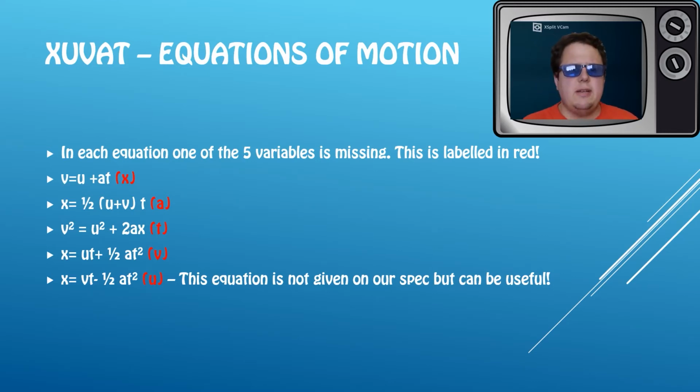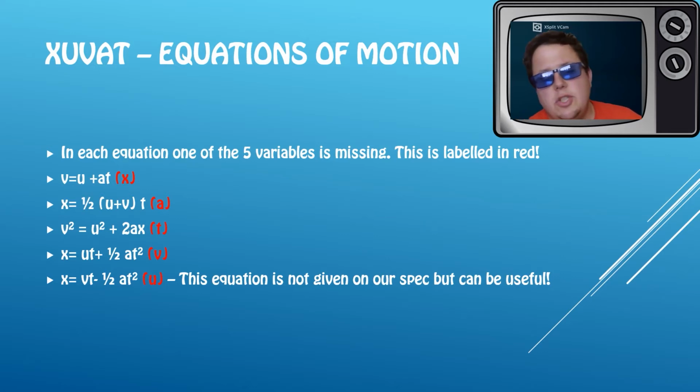V squared equals u squared plus 2ax. Here we haven't got time. This equation is quite useful. Those of you who are quite math savvy will realise that this equation, especially if u is 0, v squared equals 2ax, is very, very similar to what we did before when it comes to kinetic energy and gravitational potential energy. In fact, that's basically the same maths.